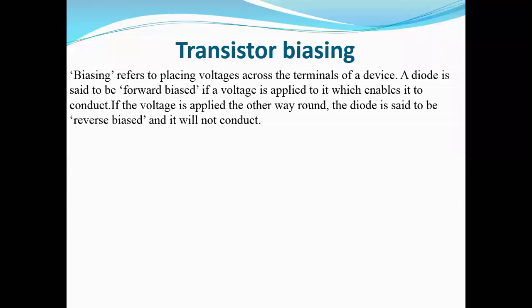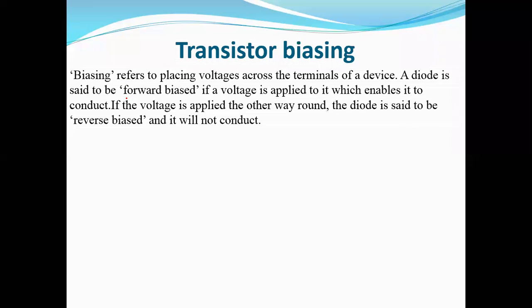So, transistor biasing. Remember, biasing refers to placing voltage across the terminals of a device. When we talk about biasing, that means we are applying voltage across the terminals of the device. A diode is said to be forward biased if there is conduction, and reverse biased when there is no conduction.